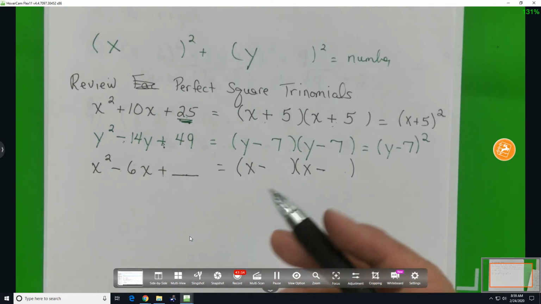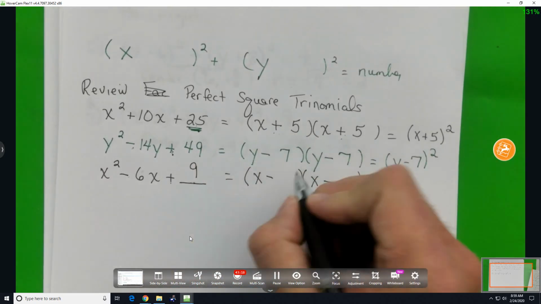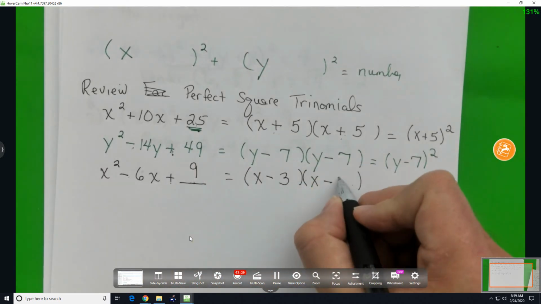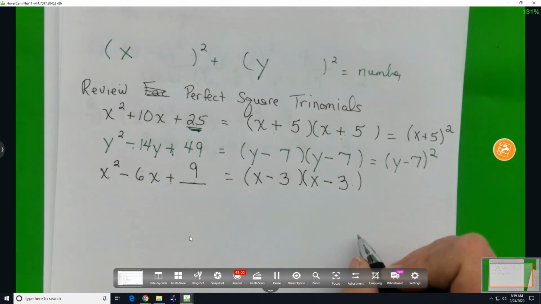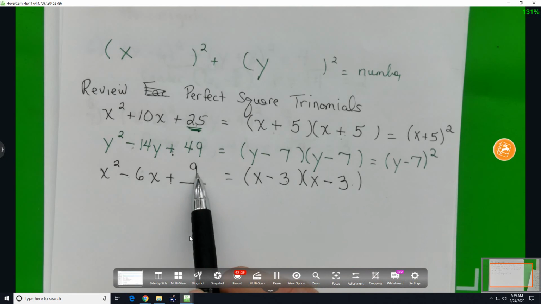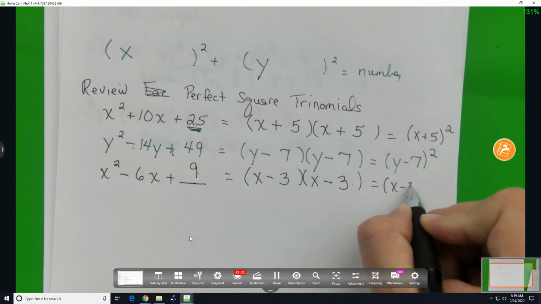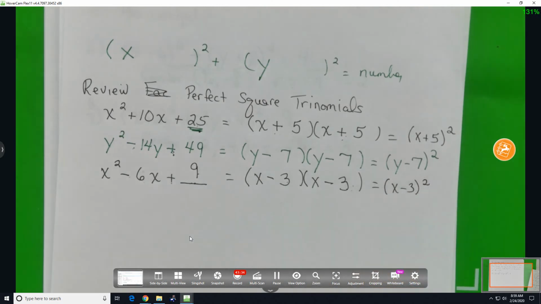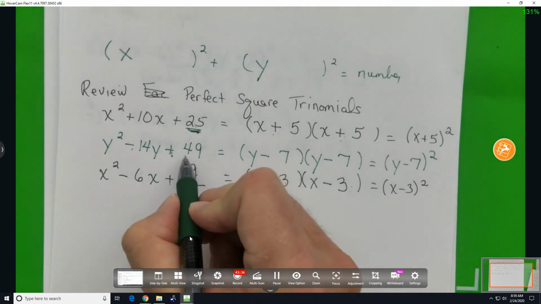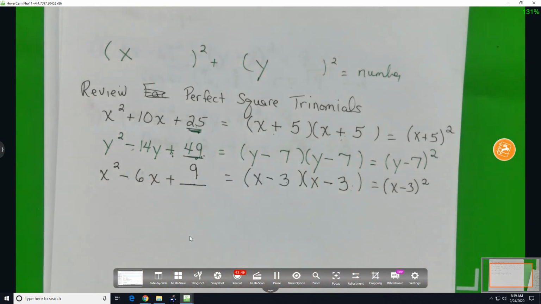Okay. What number could... it's going to be a 9. Okay? I said too much in my question I was asking you. Okay? 3 times 3 would give me a 9. 3 plus 3 would give me a 6. So x minus 3 squared. I'm wondering if we can figure out a way to decide on this third number. There's an easy pattern to it once you see it.